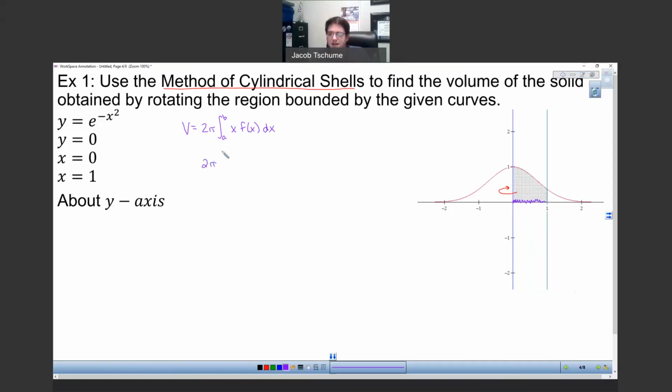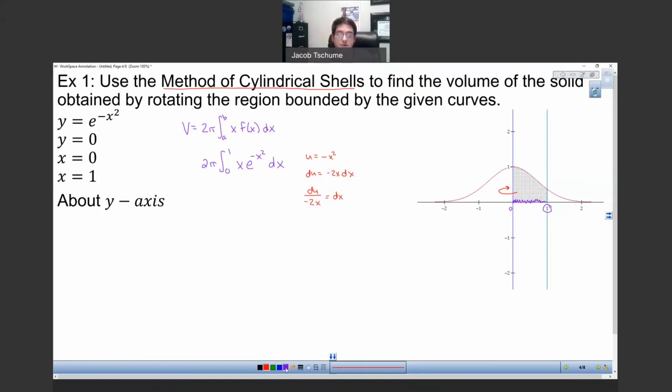So this would be 2 pi. Now remember, this is in terms of x's, so you have to use your x-axis here. So we're going to go from 0 to 1 of x times your function, which is e to the negative x squared dx. To integrate this function, you will have to do u substitution. So u is equal to negative x squared, and du is equal to negative 2x dx, where du over negative 2x is your dx term.